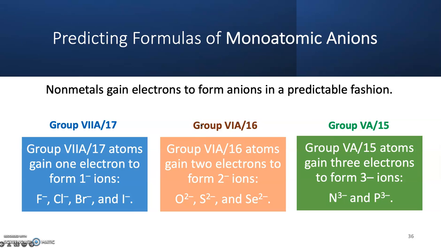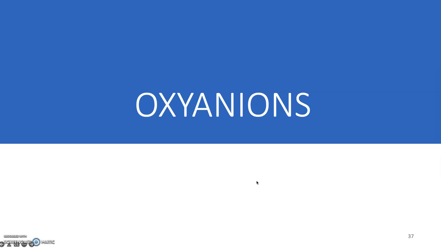For group 6A or 16, these atoms gain 2 electrons to form 2 minus ions, such as oxide ions, sulfide ions, or selenide ions. Group 5A or 15 gain 3 electrons to form 3 minus ions, such as nitride ion or phosphide ion. So we talked about monoatomic ions.